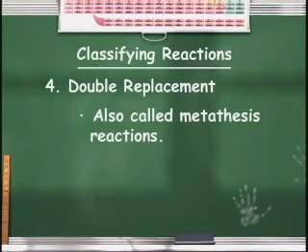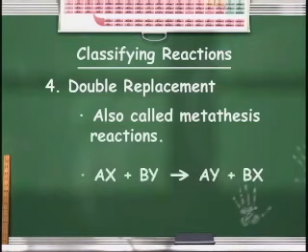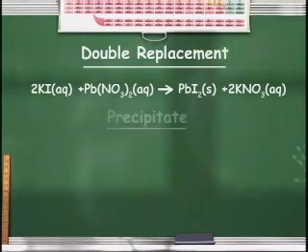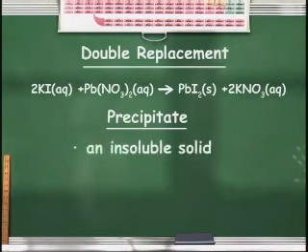This reaction takes the general form of AX plus BY yields AY plus BX. When a colorless solution of potassium iodide and a colorless solution of lead-2 nitrate are mixed, a fine yellow powder forms, lead-2 iodide. The other product of the reaction is dissolved potassium nitrate. Because the lead-2 iodide won't dissolve, it is said to be a precipitate. That's an important vocabulary term, so be sure you get it down in your notes.